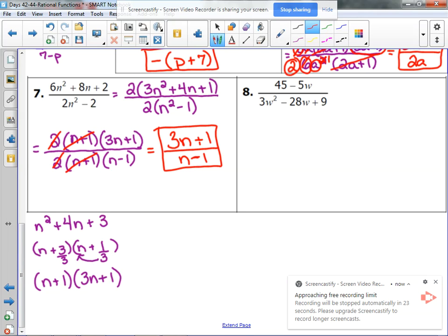All right, one more. Number 8. That numerator, don't like the order again. 45 minus 5w, that's not the way it's supposed to be. The variable is supposed to come first. It was negative though. That minus sign's got to go with it. Negative 5w plus 45. In the denominator, it'd be great if 3 was a GCF. It's not. 27 is not divisible by 3.